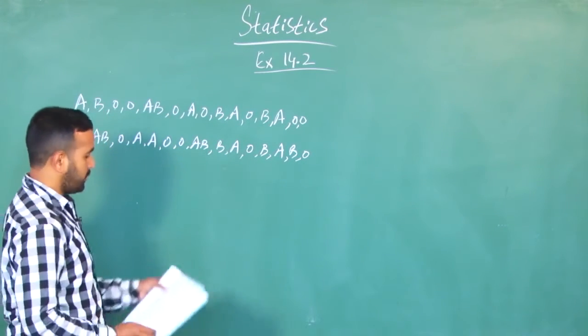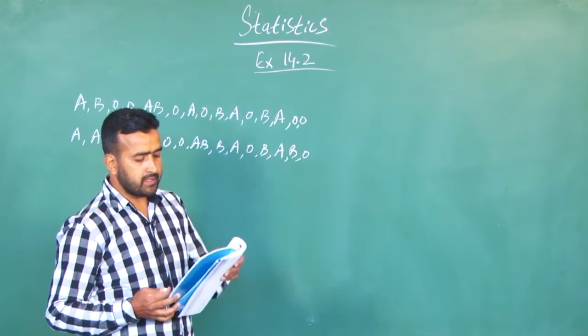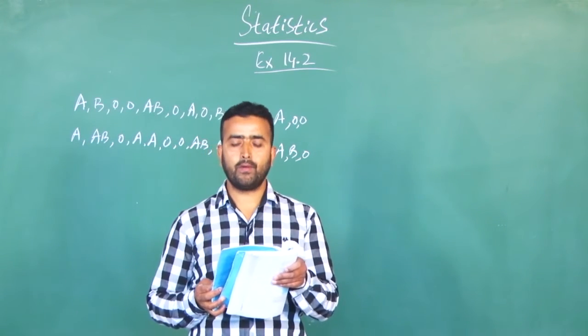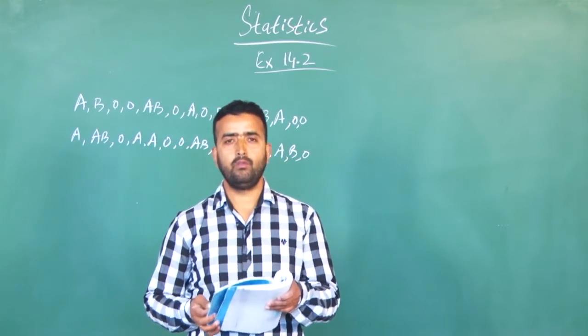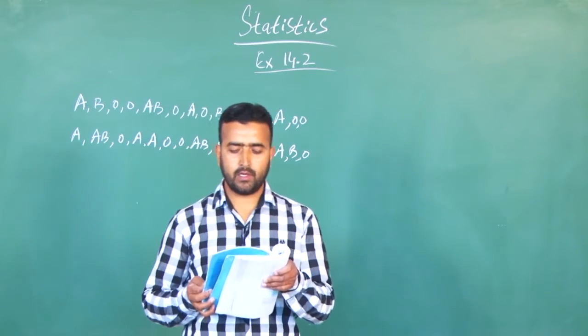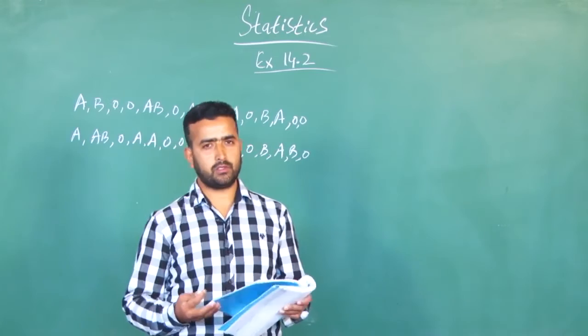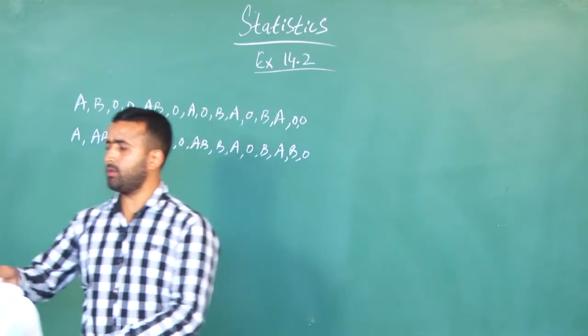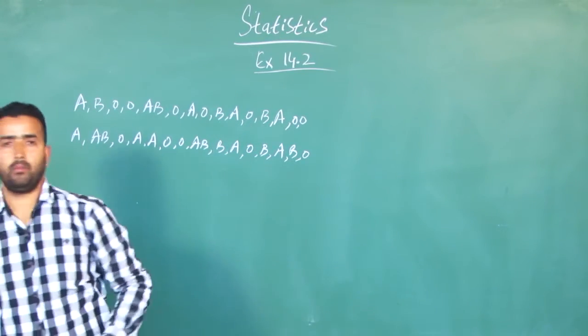Now the question is, represent this data in the form of a frequency distribution table, and find which is the most common and which is the rarest blood group among these students. First of all, we are going to represent this data in tabular form.